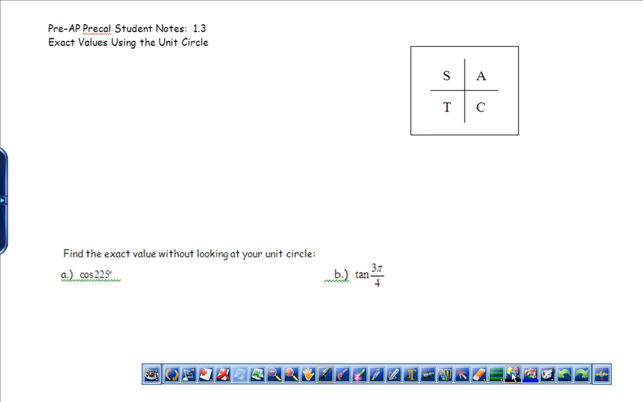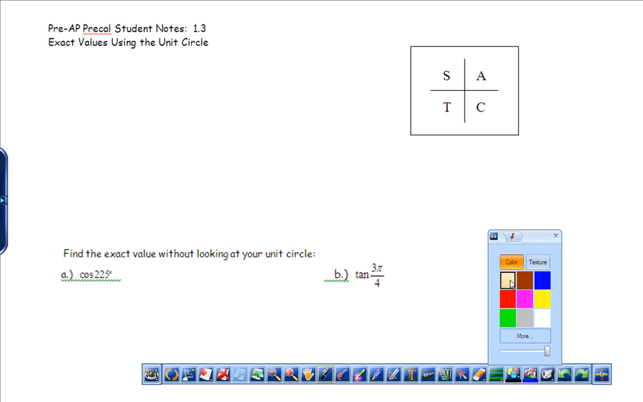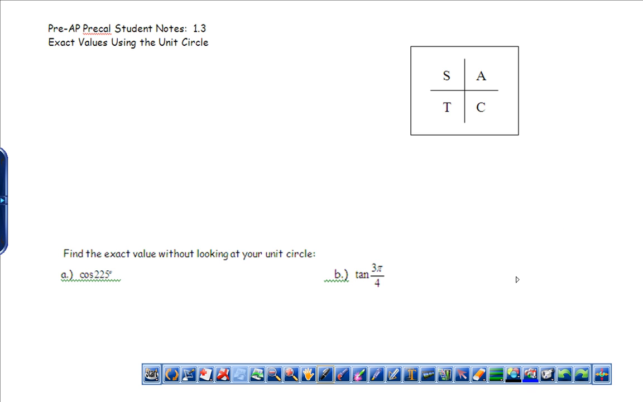Okay, this is 1.3 student notes, exact value. And one thing that I would have out is my unit circle so that we can review that and get to know it very well. One thing that I wanted to go back over is the fourth and the sixth part of the unit circle. I talked about this in class.